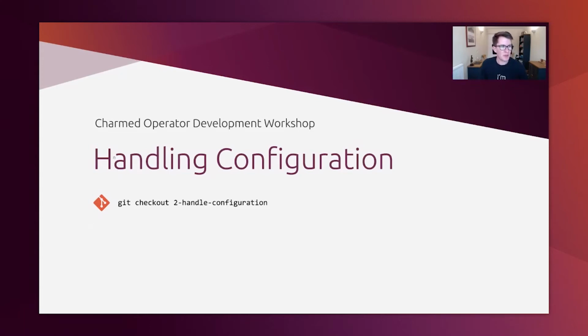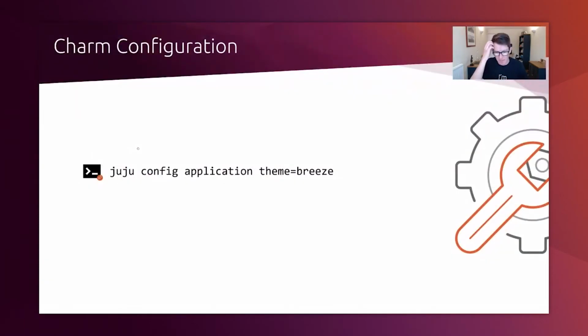Okay, so we will carry on then with configuration. So before we do that, how does one set configuration on a deployed charm? You would use the Juju CLI, and you would say juju config, name of the application, and then a set of key value pairs for the configuration. And we encourage charm developers to think very carefully about the configuration they expose to users here.